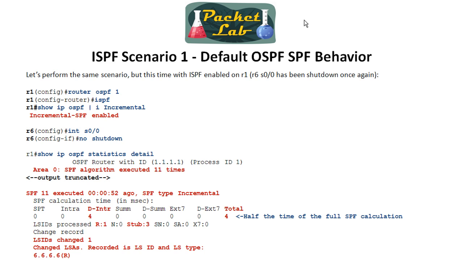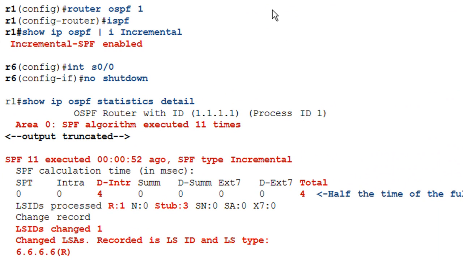So let's see what happens when we enable ISPF, and we're going to just do this on R1. Again, you could do this on a router by router basis. We only need to do it on R1 for our circumstances here, just for comparison. Anywho, let's get to it. Remember how easy this was? We go in R1 and we go into the router process. We type in ISPF and we hit enter.